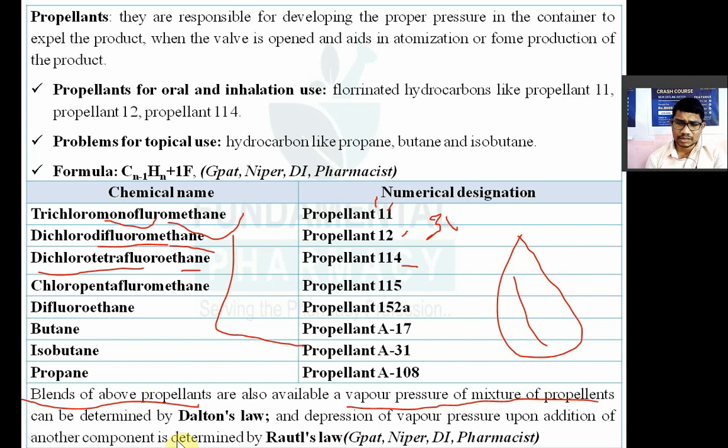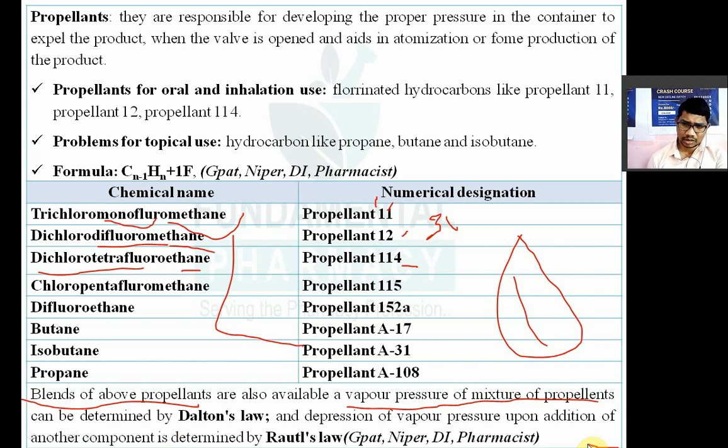So Dalton's law of vapor pressure is nothing but the total vapor pressure of a mixture of propellants is equal to the sum of the vapor pressure of individual propellants. That's it. That is the Dalton law. And vapor pressure is also determined by Raoult's law. Raoult's law. और इसके ऊपर GPAT 2023 में भी क्वेश्चन आ चुका है. Raoult's law. What is Raoult's law?